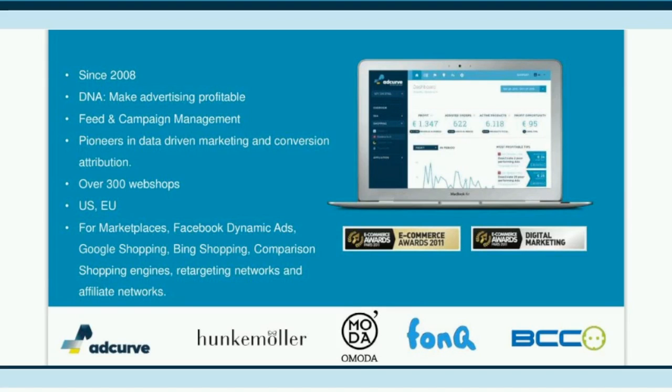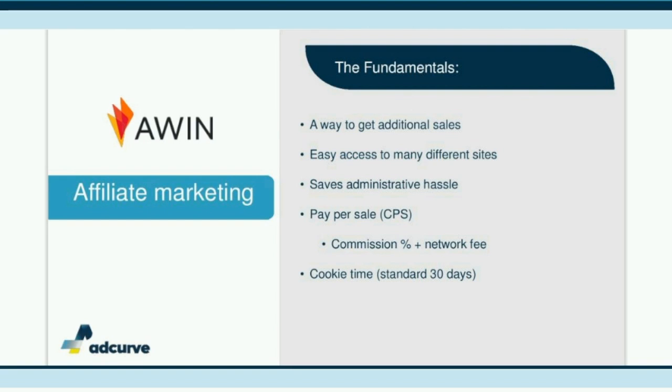Currently, we have around 300 web shops. We cover the US, that includes Canada, and Europe, mainly Western Europe, by the way. And as I said before, not only the affiliate networks, but also marketplaces, Facebook dynamic ads, Google and Bing shopping, all the comparison shopping engines, retargeting networks, and the affiliate networks. So if you're new to the retail business or the online marketing industry, as you can see, there's so many channels that you could use. So please give them all a try, but make sure that you only use the profitable ones, or that you're able to optimize them. Let's discuss the fundamentals first.